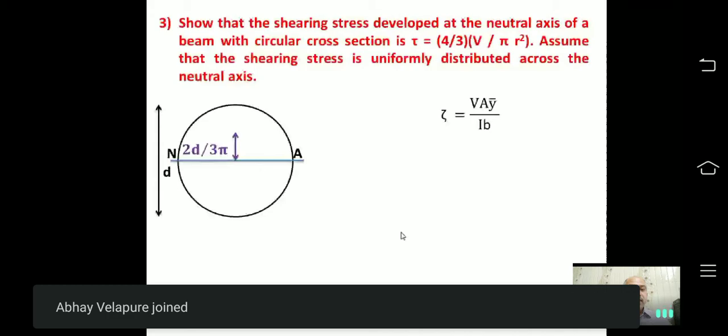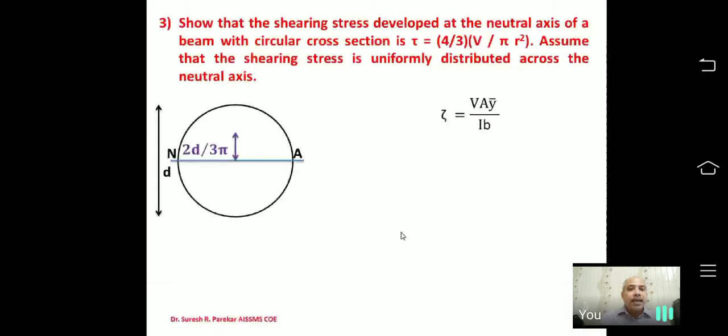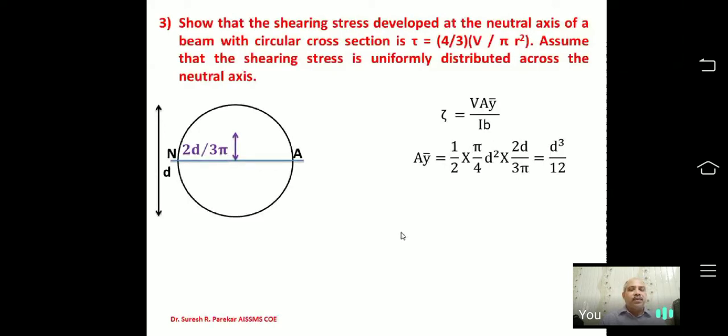And where is my centroid? My centroid is at 4r upon 3 pi. If I write it in terms of d, that will be 2d upon 3 pi. And from this I am in a position to find the value of A y bar, that is half into pi by 4 into d square, which is the area of the semicircle, into 2d by 3 pi, which is y bar, and which will give me d cube by 12.